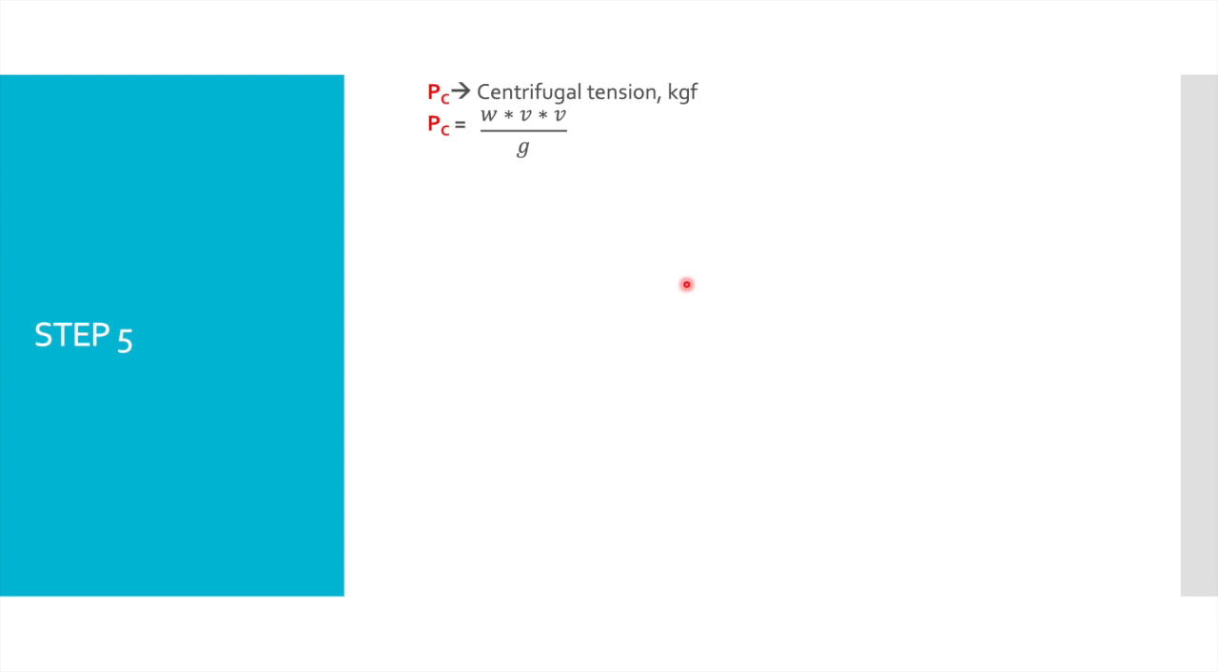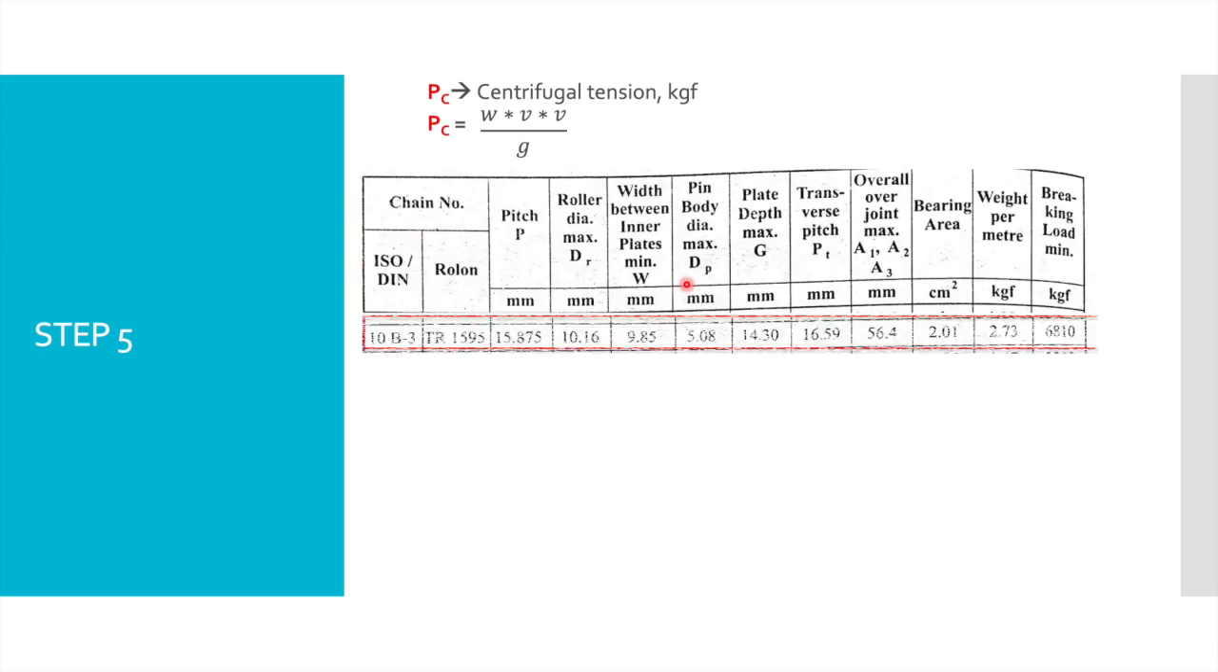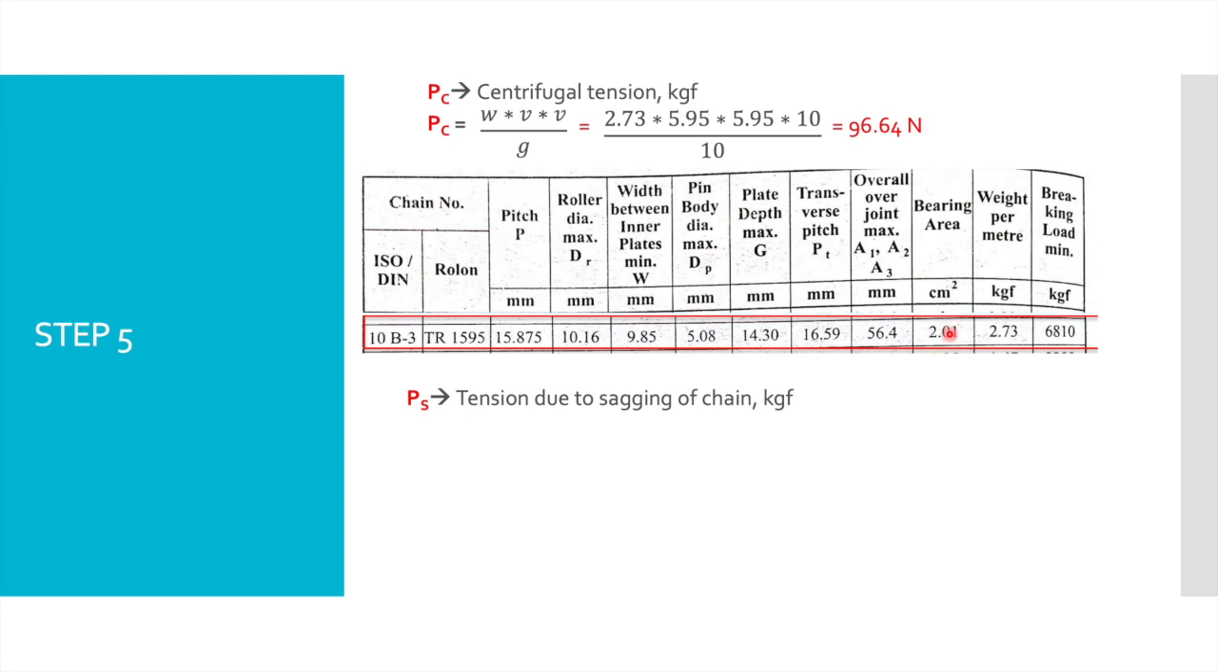So PC means centrifugal tension. The formula for that is W into V square by G, where W is taken from the table here, that is 2.73. So the answer is 96.64.